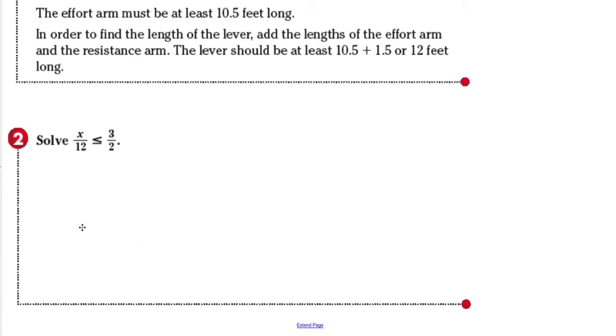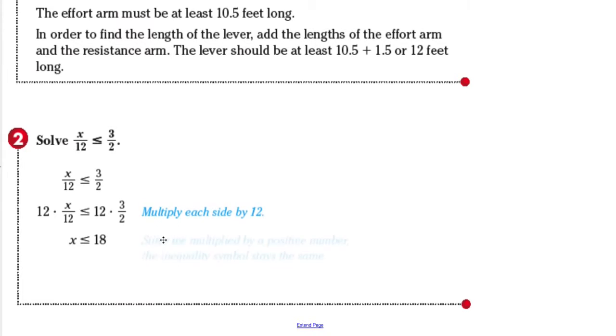We have the inequality x over 12 less than or equal to 3 over 2. We want to solve for x. That means we want to undo 12, and since x over 12 is a division operation, we undo it by multiplying each side by 12. First we copy the problem, then multiply each side by 12. We end up with x is less than or equal to 18. Since we multiplied by a positive number, if you notice, the inequality symbol stays the same.